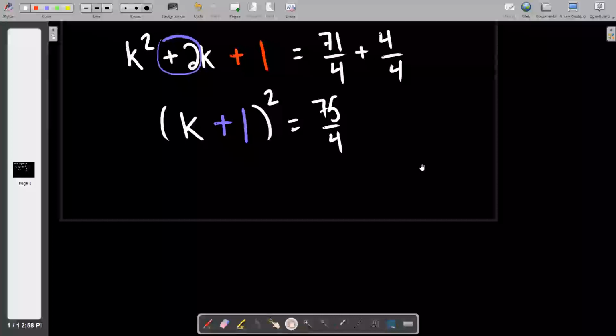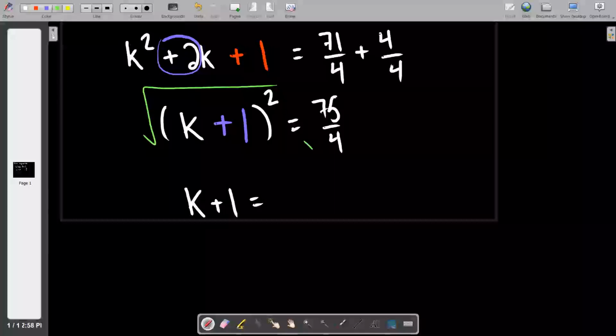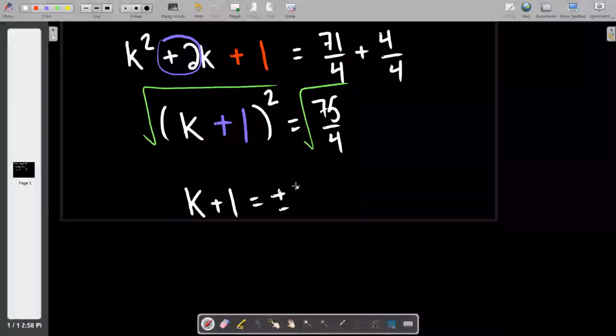So the next thing we're going to do in the algorithm, the process, is always the same. We're going to take the square root of both sides. When I square root the left-hand side over here, what do I get? Okay, plus 1. And when I square root the right side over here, thank you for saying that, by the way, I'm just impressed, it is the square root of 75, but the square root of 4 is 2.